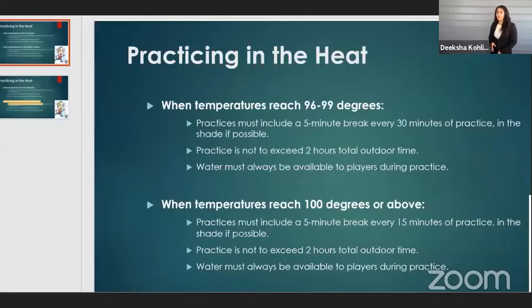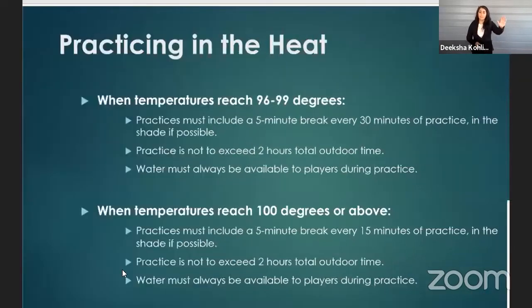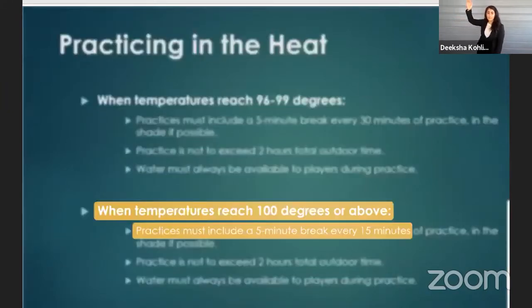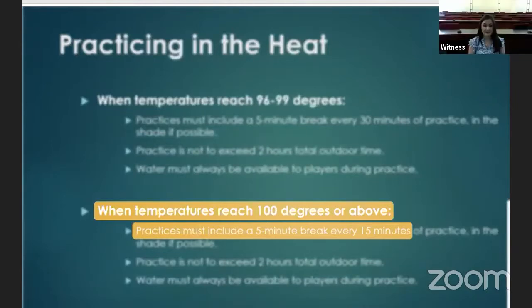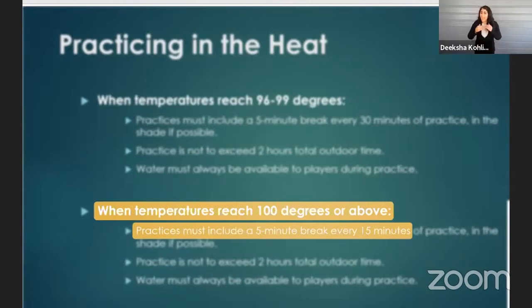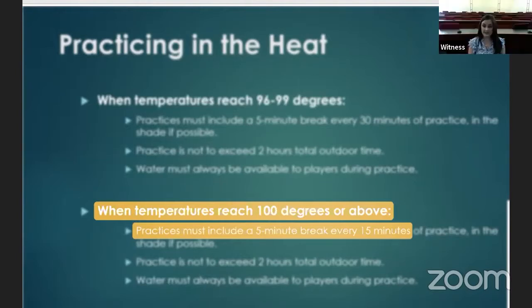Now, I want to compare what the Texas High School Soccer Association told you in June to how you ran your practice in September. Here on these slides, it says that when temperatures exceed 100 degrees, coaches must give their players breaks. Right? Yeah, that is what it says, yes. Coaches must give their players breaks every 15 minutes. That is what it says, yes.